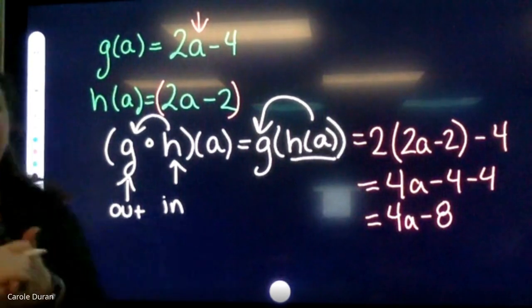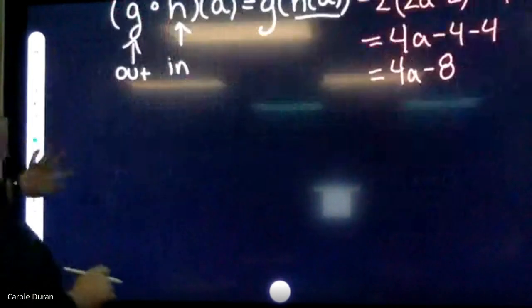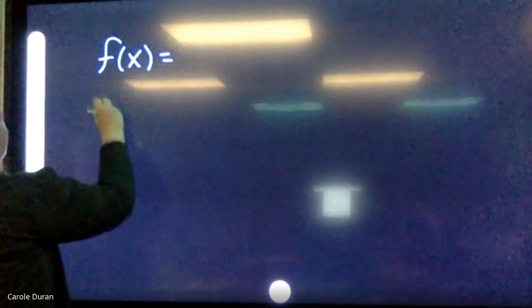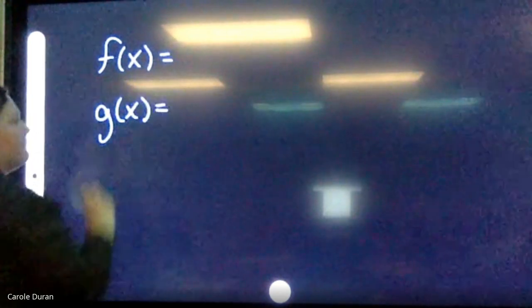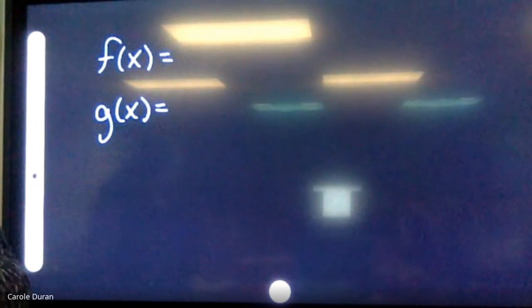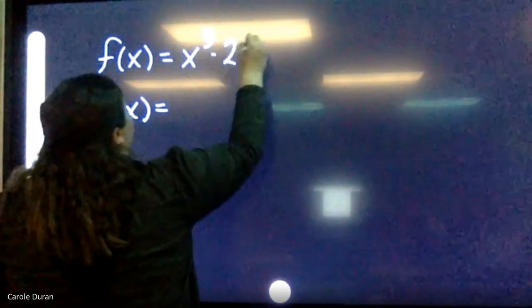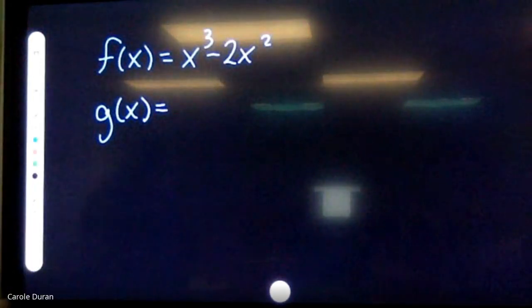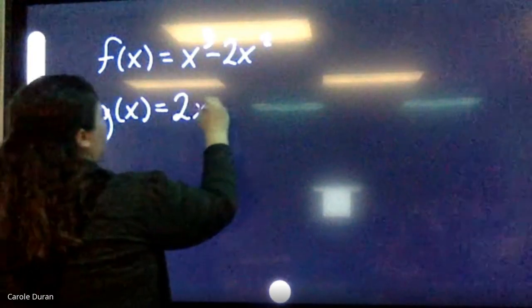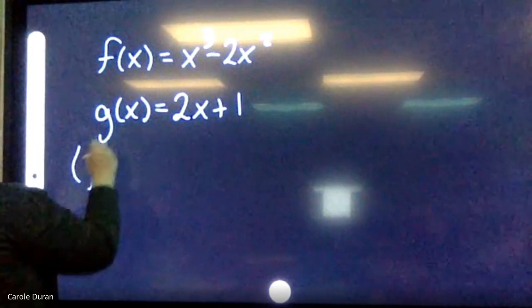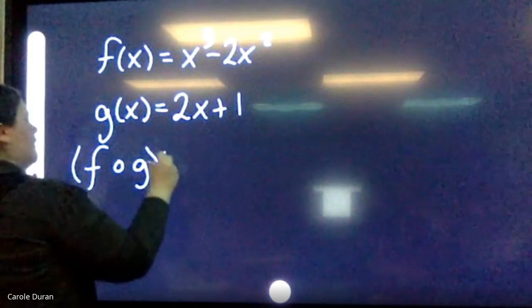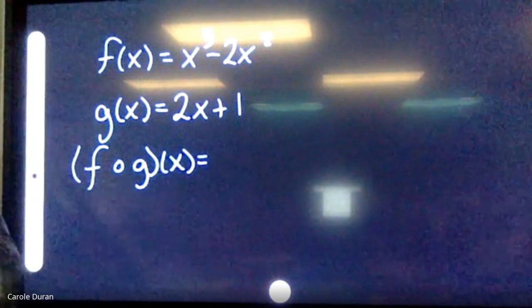Okay, let's go ahead and do another one. I have two functions, f and g. My f function is equal to x cubed minus 2x squared. My g function is equal to 2x plus 1. And I would like to find f of g of x. I know it looks like fog.